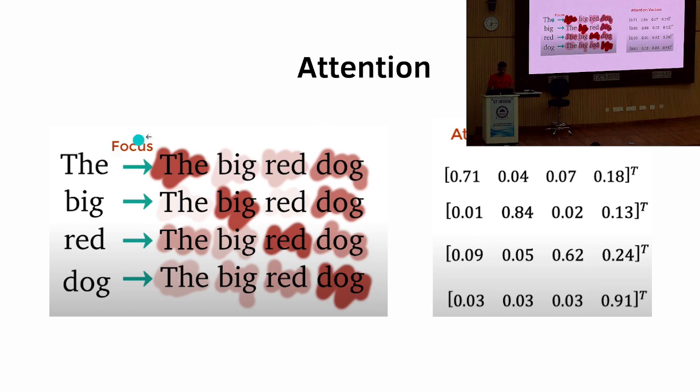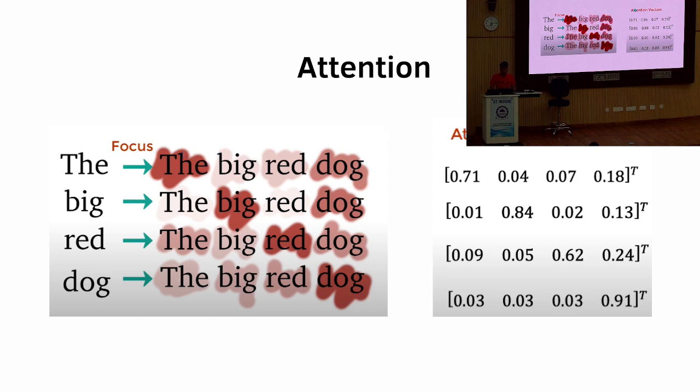So just look at the sentence, the big red dog. Here the attention vectors and attention matrix are calculated. What attention is, is that it calculates the focus of the word, and the relation between two words is calculated. Just look at the first row, the big red dog, and it will check how each word is related to the word the. First it will check the and the. Obviously they are the same word, so they are related more.